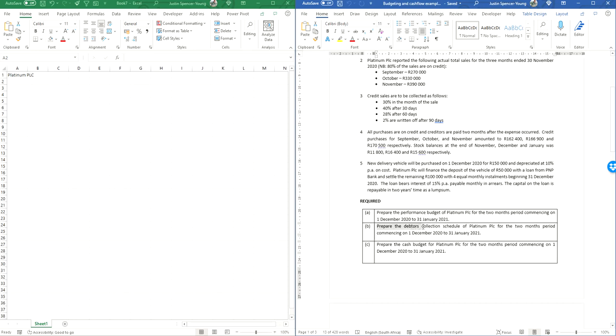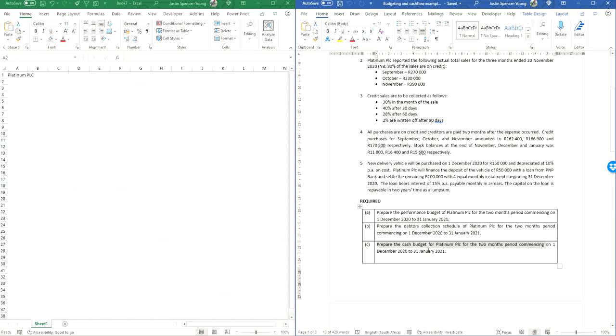Then it says prepare a debtors collection schedule for Platinum PLC for the 2 months, 1 December to 31 January. Debtors collection means we've made some sales, but customers pay at some time in the future, and we want to find out in these months how much we collect from those sales. And the last question, prepare a cash budget for Platinum PLC for the 2 months. Again the same 2 months.